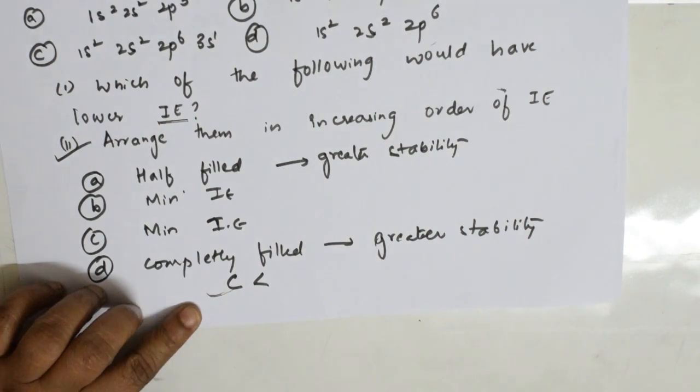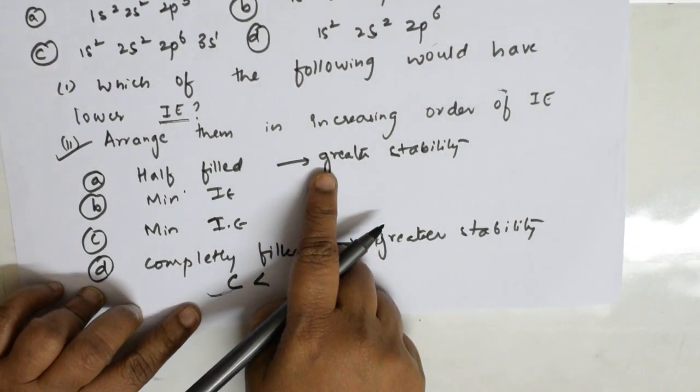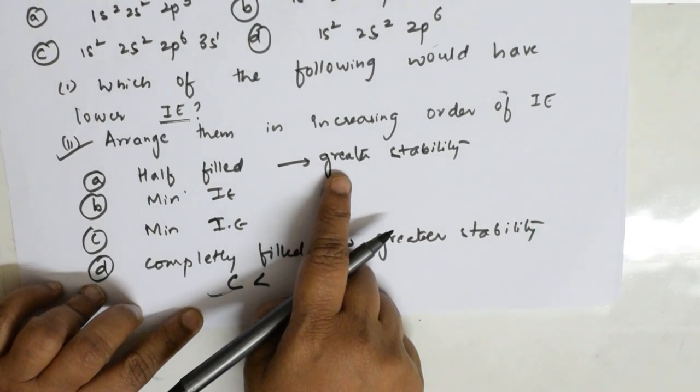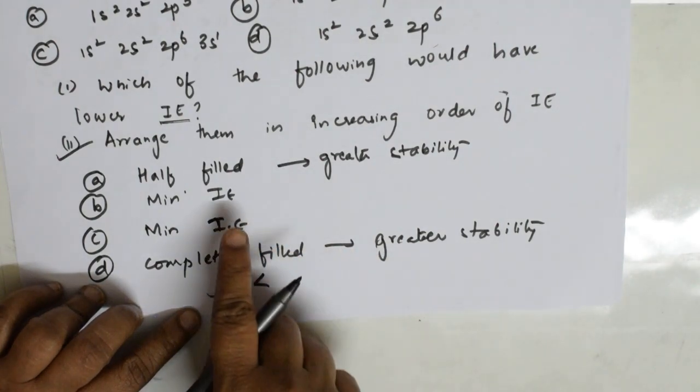And then comes, if I have to say greater stability, I said, okay, A half filled, because I can't pull the electron, correct. Then comes B.